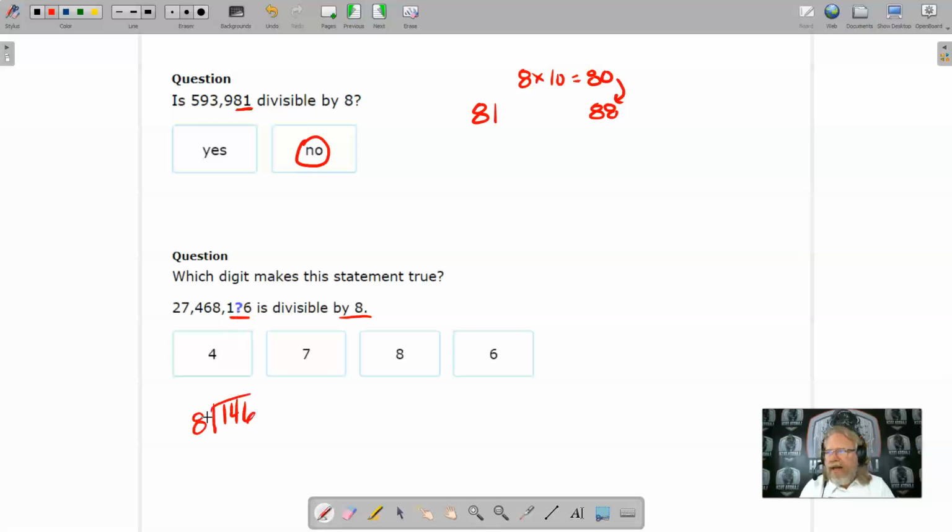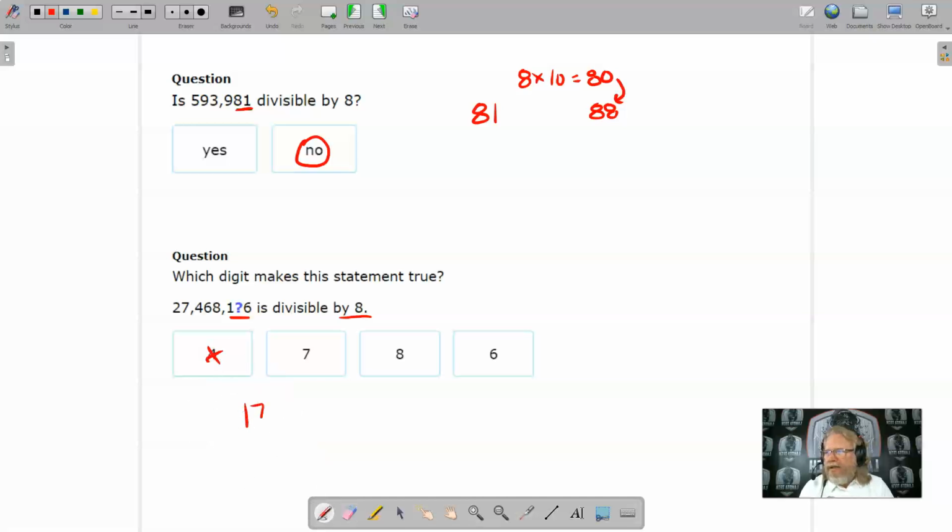divide by 8? So 8 will go into 14 once, and that'll give me 8. 14 minus 8 is 6. And bring down the other 6 there, and will 8 go into 66? Well, 8 times 8 is 64, and that's 2 before 66. So the 4 is not going to work. It cannot be 146. So we can rule out the 4.